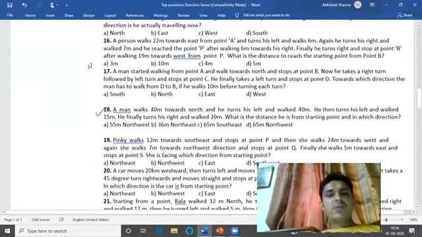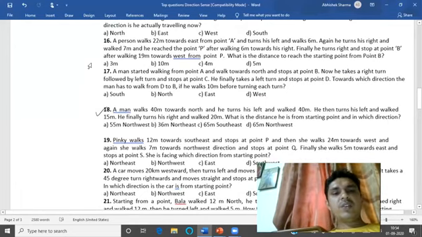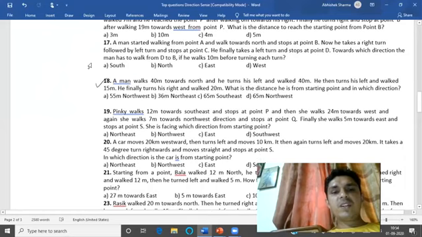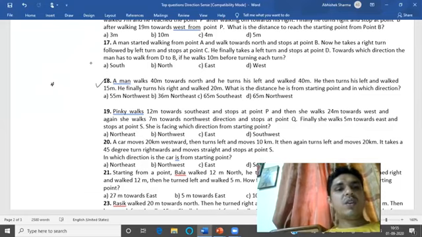One more question I would like to take, question number 18. The question is: a man walks 40 meter towards north, and he turned to his left and walked 40 meter. That means if the starting point is this, he walked 40 meter towards north, then turned left and walked 40 meters. So this is the situation. First 40 and again 40.